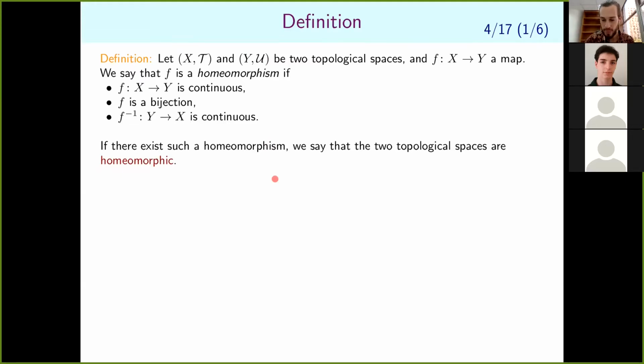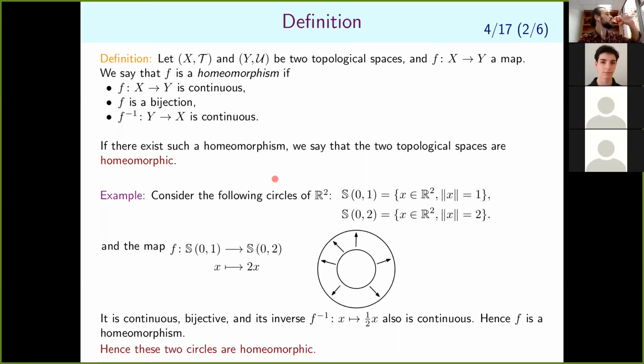So I will give you a very simple example. I am in the Euclidean plane, R2, and I consider two circles, two spheres. A sphere in the plane is a circle. The circle of center 0 and radius 1, and the circle of center 0 and radius 2. I have a homeomorphism between these topological spaces, namely the map that maps x from the first circle to 2x, which belongs to the second circle.